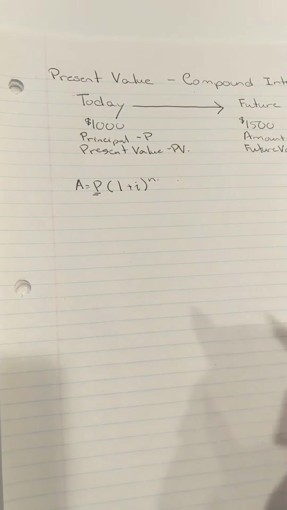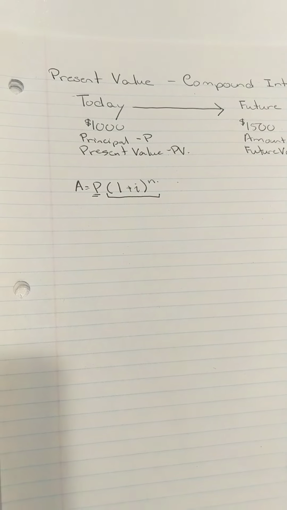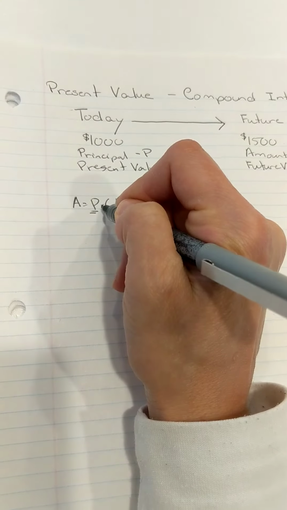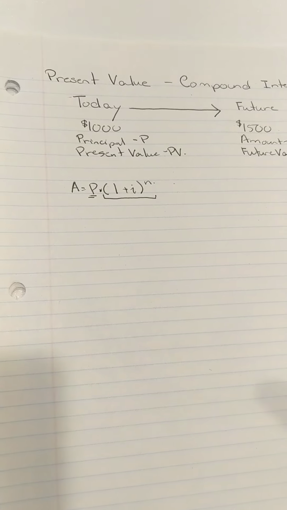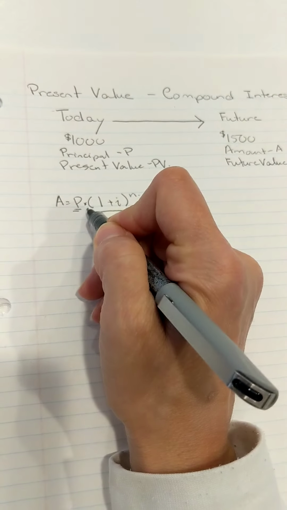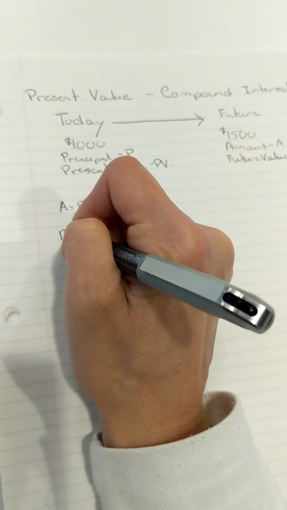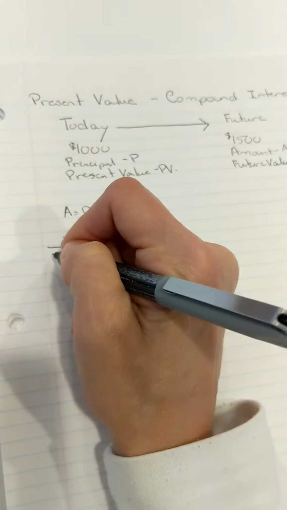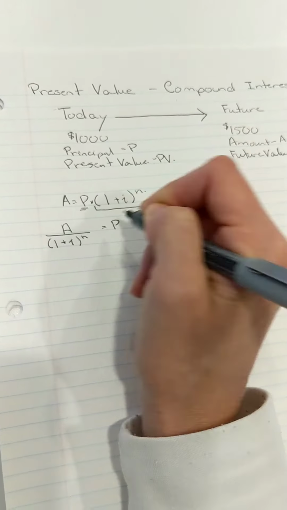I have to isolate for P, which means I need to bring this whole thing onto the other side. Because they are being multiplied, when I bring it onto the other side, I have to do the opposite of multiplying, which is dividing. So I'm going to divide both sides by this big bracket, and that will bring it onto the other side. So I'm going to have A divided by (1 plus i)^n equals P.